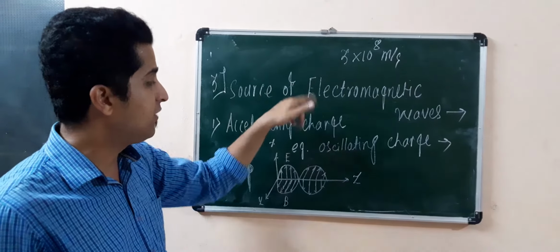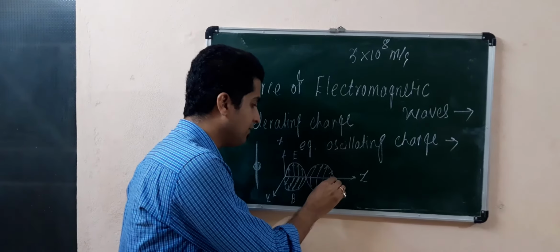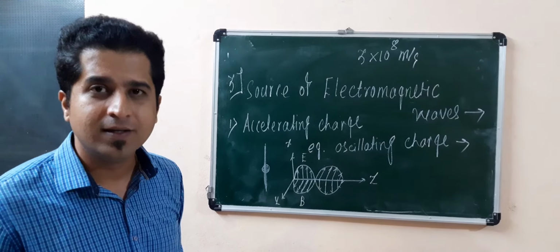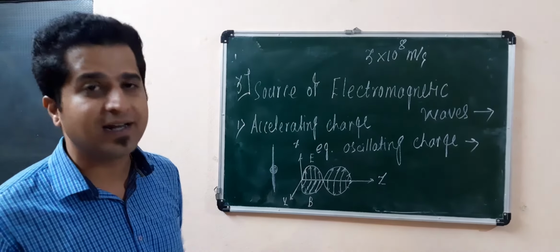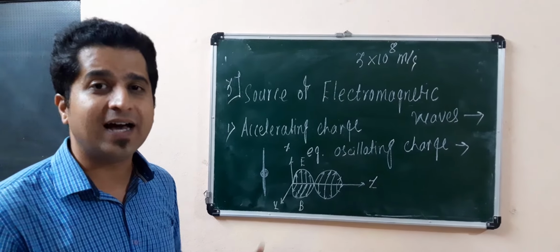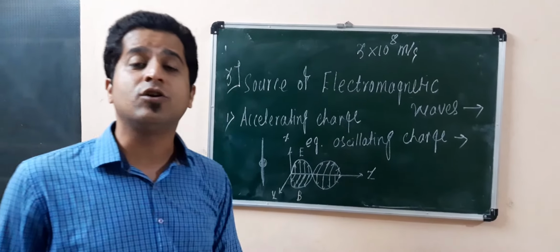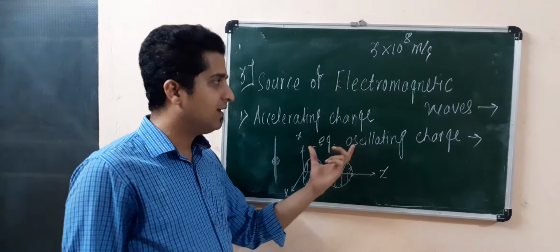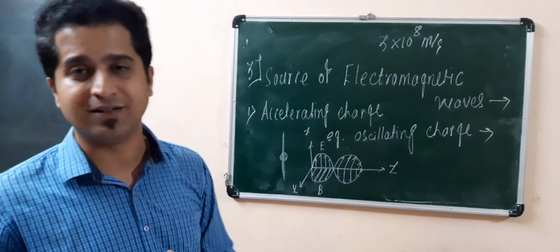So understood how electromagnetic waves propagate from one point to another point. They propagate in the form of what? Changing electric and magnetic fields. So both electric and magnetic fields are present inside the electromagnetic wave, and these two fields are perpendicular to each other, as well as perpendicular to what? The direction of propagation of the wave. And due to this reason, electromagnetic waves are known as transverse in nature.